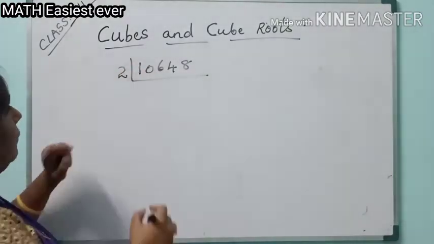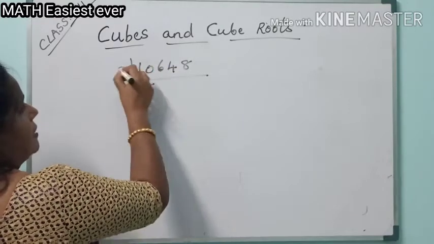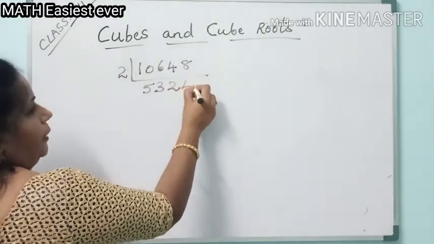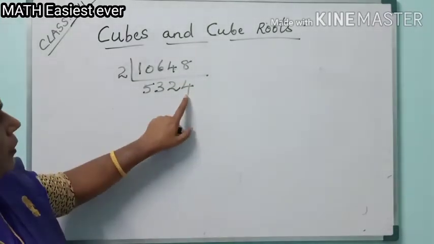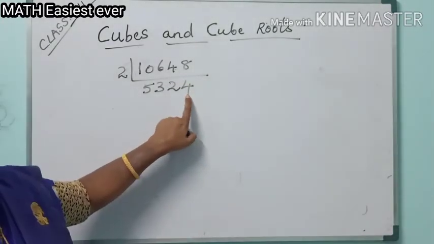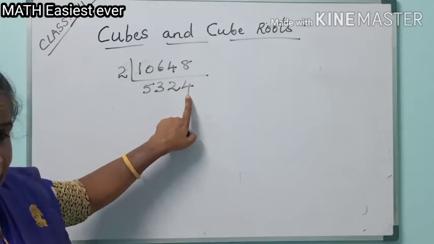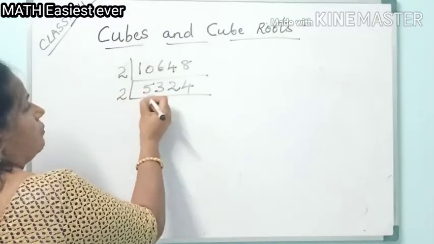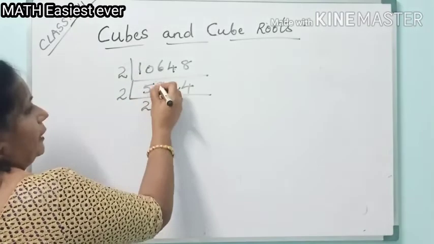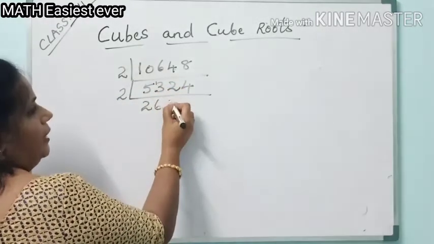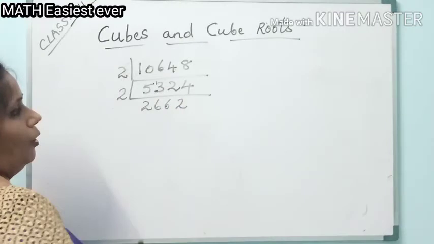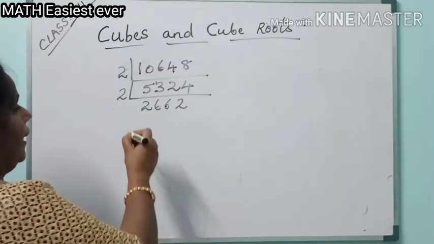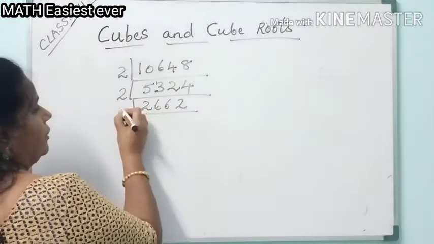What is 10 divided by 2? It's 5. 6 divided by 2 is 3. 4 divided by 2 is 2. And 8 divided by 2 is 4. Now the last digit is 4 again, so this is again divisible by 2, right? So again take this number and divide by 2. What is 5 divided by 2? 2 2's are 4, the remainder is 1. 2 6's are 12, and you got 2,662.